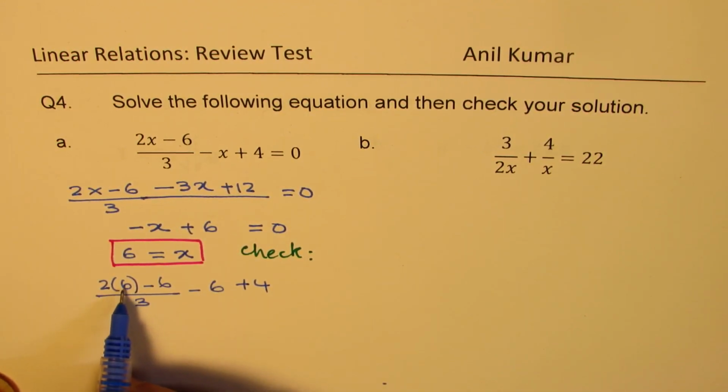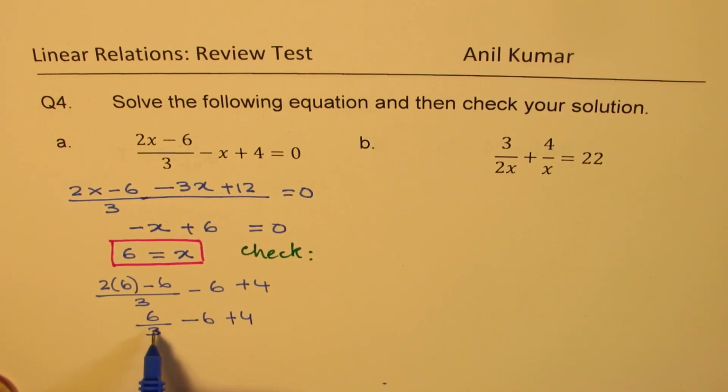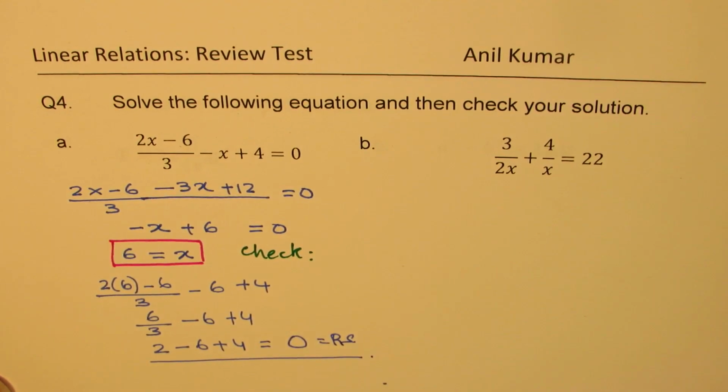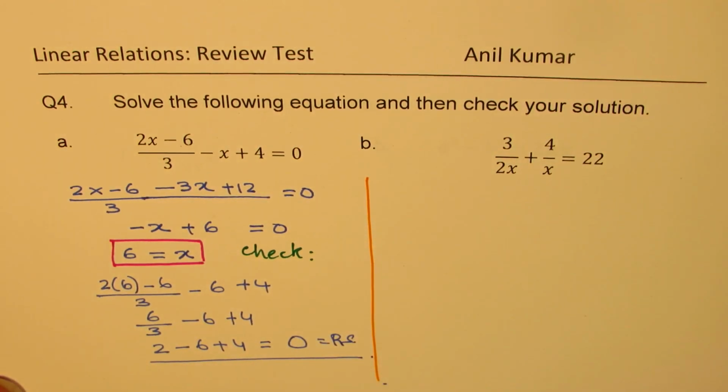2 times 6 is 12. 12 minus 6 is 6 over 3 minus 6 plus 4. And 6 over 3 is 2. So we get 2 minus 6 plus 4. And that is indeed equal to 0, which is the right side. Is that clear? So it is okay. Correct? So that is our check. Let's do the next question.